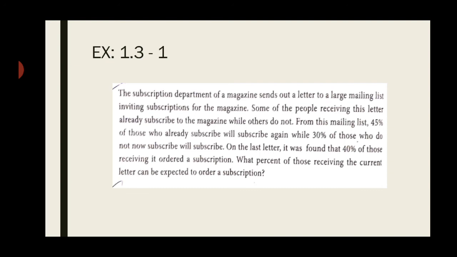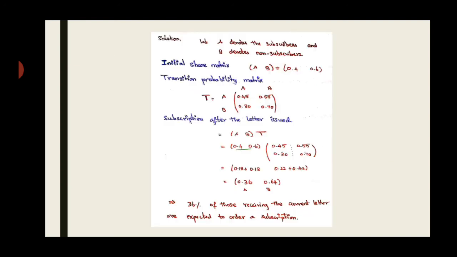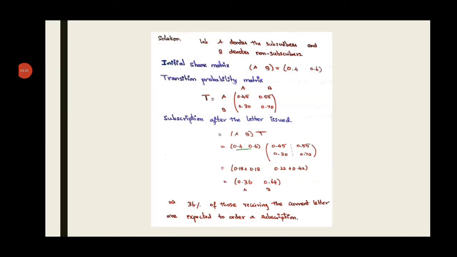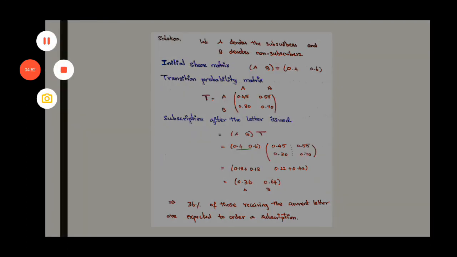Okay, what do we understand? So that means the first value is 0.36. In the question they are asking only for the subscription. So A is subscription. So after the letter is issued, 36 percentage of those receiving the current letter are expected to order a subscription. So remaining 64 percentage people are non-subscribers, but that is not asked in the question. For knowledge I'm saying, but in the question 36 percentage of those receiving the current letter are expected to order the subscription is the answer.